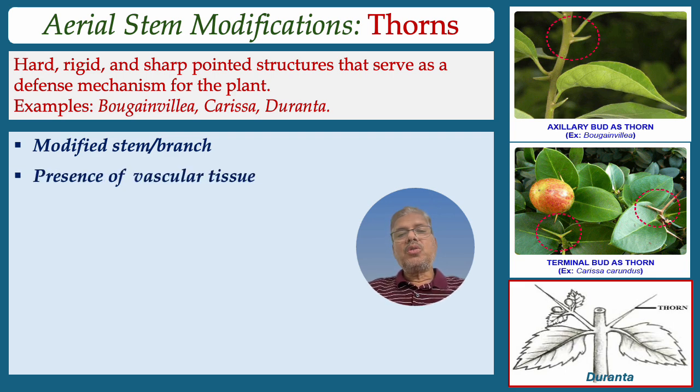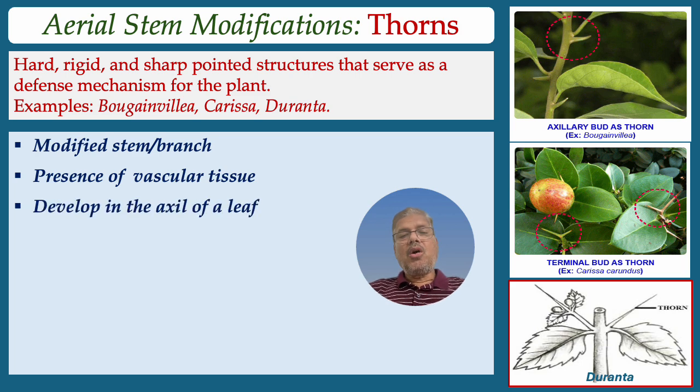Because they are true stem modifications, thorns contain vascular bundles, that is xylem and phloem, within them, just like a regular stem. This allows for the transport of the water and nutrients to and from the thorn. This internal vascularity differentiates them from the prickles like those on the roses, which are the epidermal outgrowth and lack vascular tissue, and also the spines, which are the modified leaves.